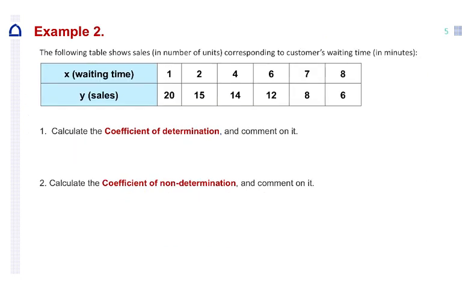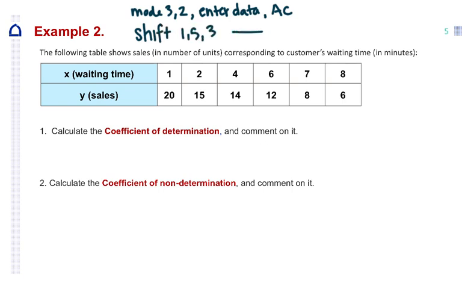Okay, here is another example. We measured waiting time at a store and how it affected sales. So again, like usual, what we're going to do is you do mode 3-2. You should see a table that has X, Y, and frequency. You enter your data into the table, and then you press AC to save it. And we have to start off by finding the correlation coefficient. So you press Shift 153, and you'll get a correlation coefficient R.